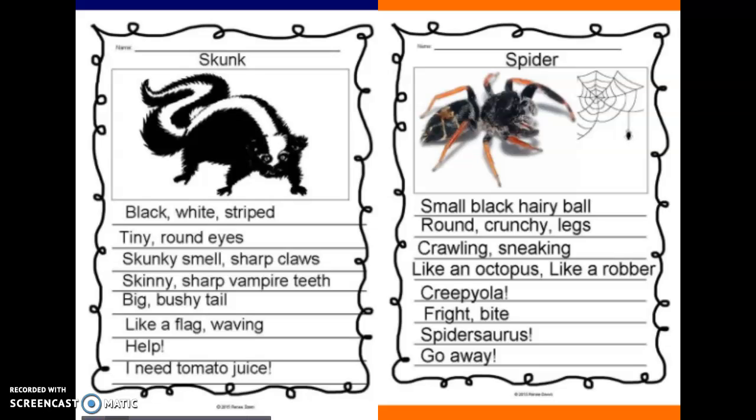So here are some examples of more free verse poetry written by 5th graders that I thought I would share. The first one's called Skunk. Black, white, striped, tiny, round eyes, skunky smell, sharp claws, skinny, sharp vampire teeth, big, bushy tail, like a flag waving. Help! I need tomato juice.